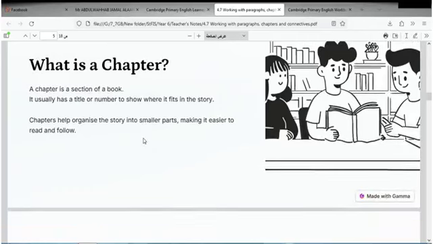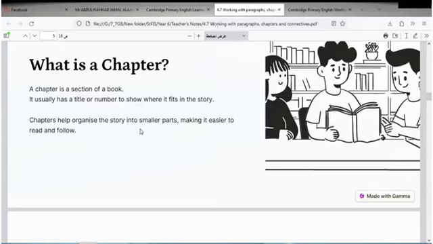Moving to chapters, as we said, a chapter is a group of paragraphs. It's a section of a book. It's a mini story. It has a title, it has a number to show where it fits in the story, and it has a theme. Unlike the paragraph, which has a main topic or main idea, chapters have themes. Chapters help to organize the story into smaller parts or episodes, if you wish to say.